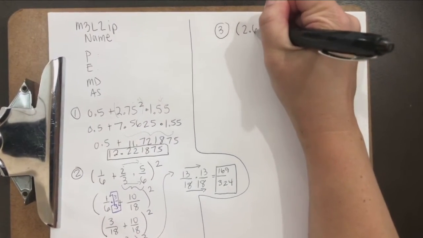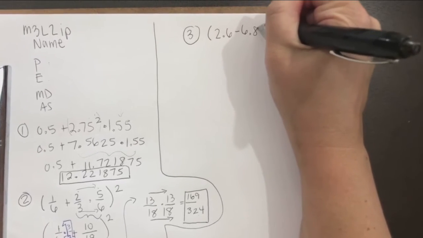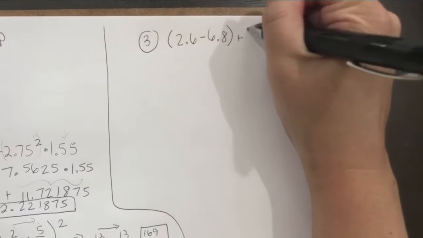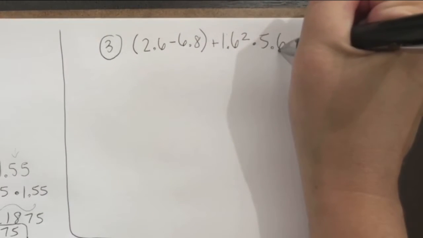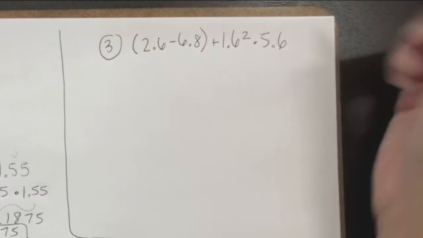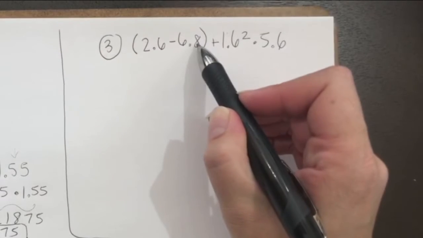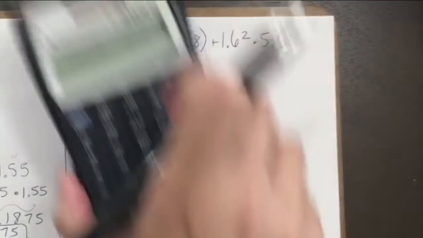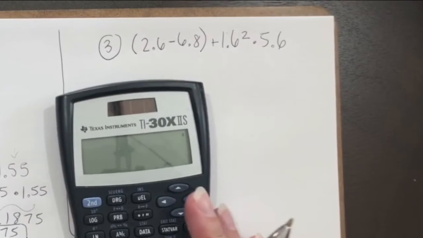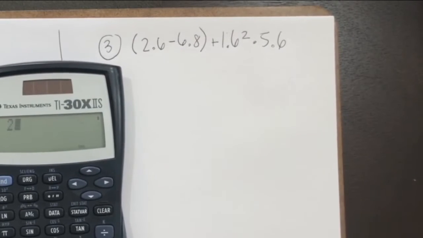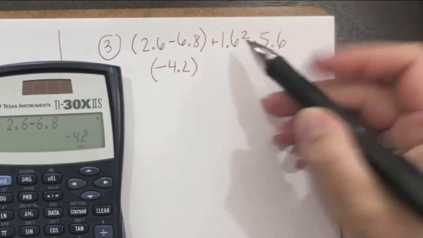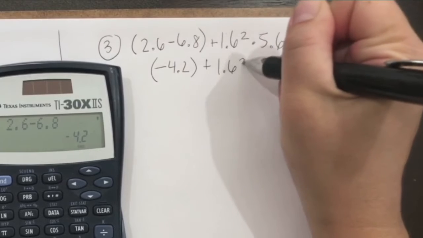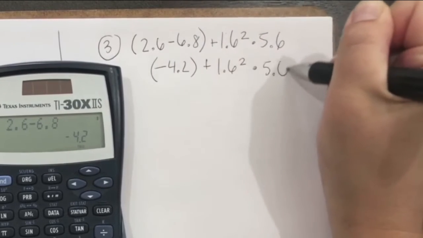Parentheses 2.6 minus 6.8, close parentheses, plus 1.6 squared times 5.6. So we can do what's inside the parentheses first. And if we're using a calculator, let's just speed things up here. 2.6 minus 6.8 equals negative 4.2 plus 1.6 squared times 5.6.